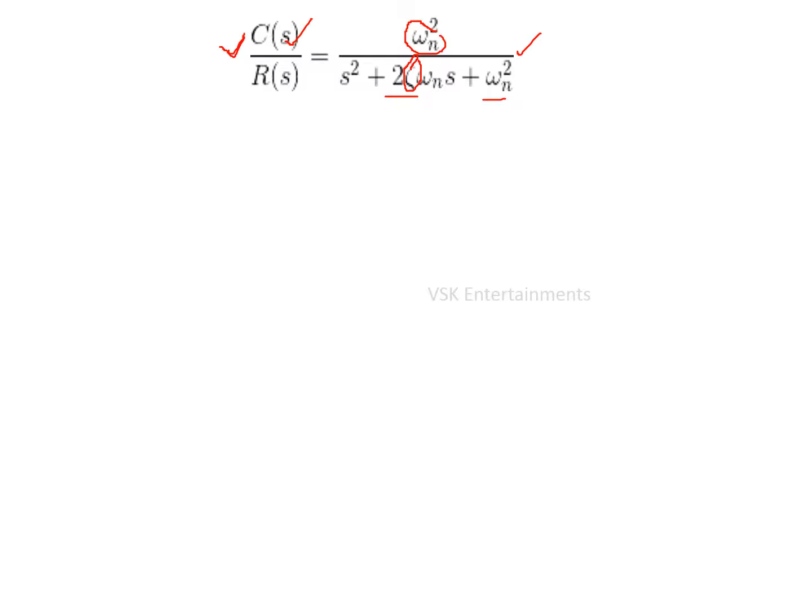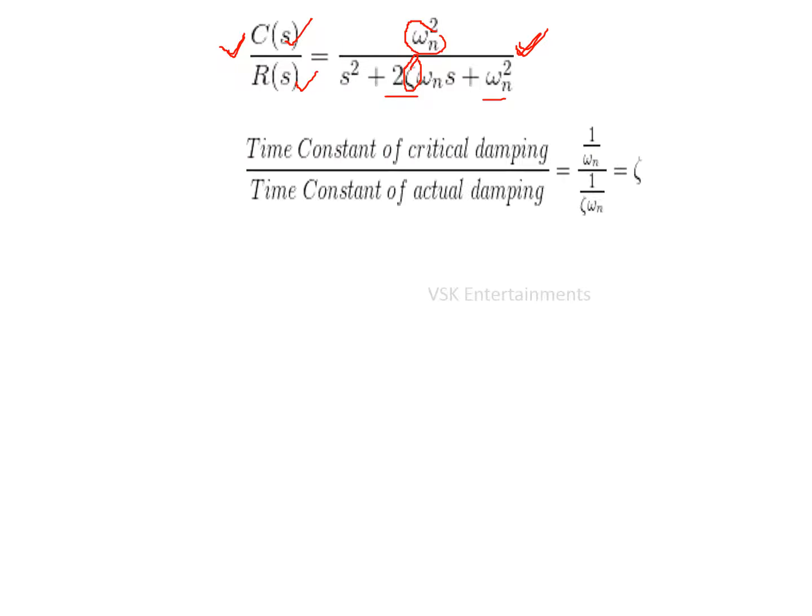And this is the output, and this is the input. Okay, this is the transfer function of a second order system. Similarly, we are going to consider damping ratio, that is zeta. Zeta is defined as the ratio of time constant of critical damping to the time constant of actual damping. Here time constant of critical damping is given as 1 by omega n, and time constant of actual damping is given as 1 by zeta omega n. From that we are going to get the zeta, that is nothing but damping factor or damping ratio.